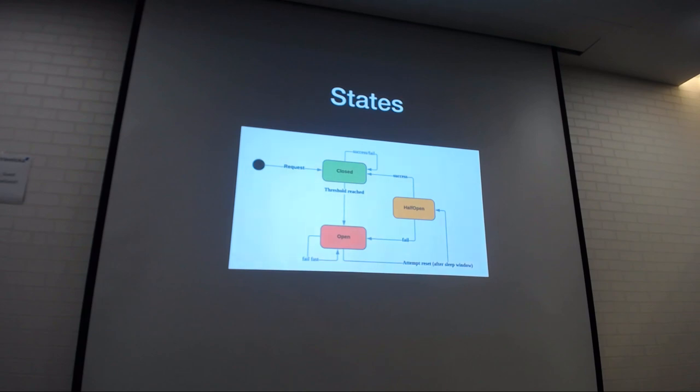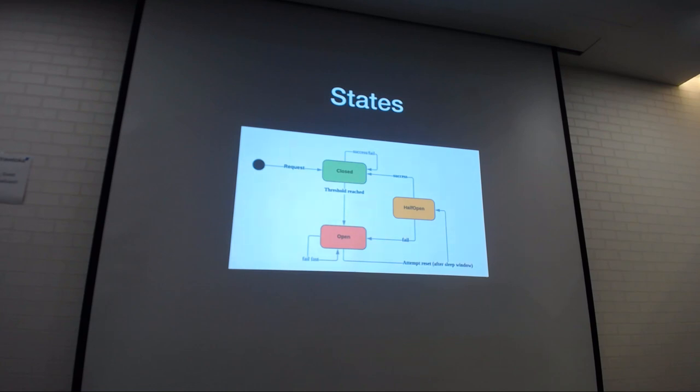We define a threshold. There are a few criteria for the threshold: the number of concurrent requests, the percentage of failed requests, or the timeout. For example, if you call another service for more than 10 seconds, you can mark it as a failure. So that is the open state.